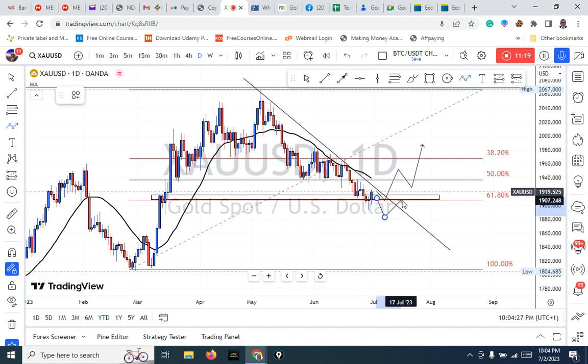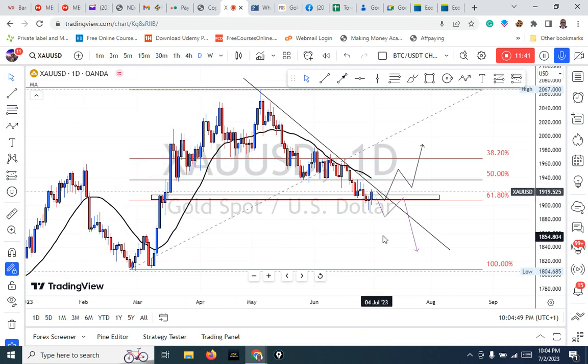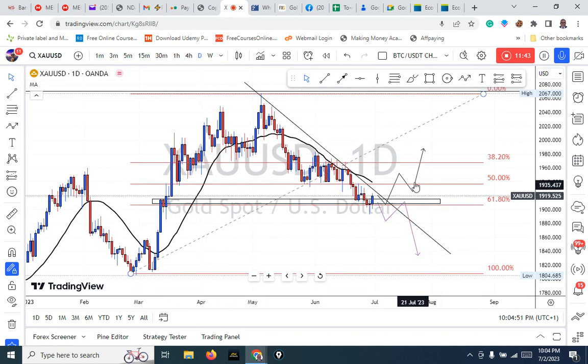Come back to test structure, okay? And I look for opportunity to short the market to the downside, okay? So these are the possible scenarios that could happen out here. So guys, these are the things I expect this market to do in the coming days. I'm going to monitor the market. As soon as I see a very strong signal, I would short this market or buy this market.